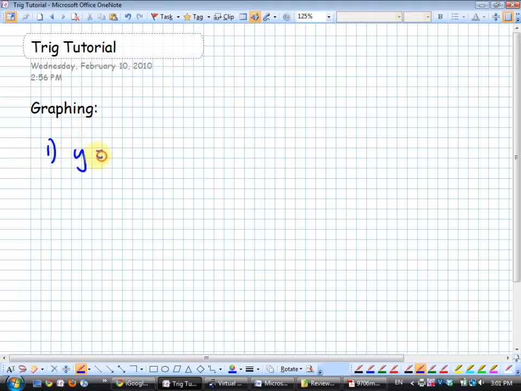But something like this. Probably negative, just to make it interesting. 4 cos, or sine, I'll go with cos, of x over 2.